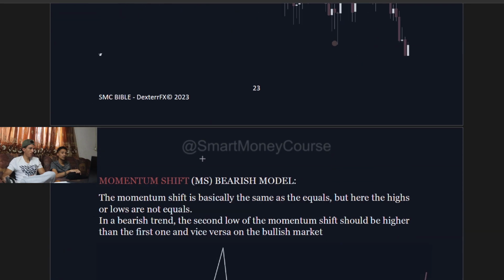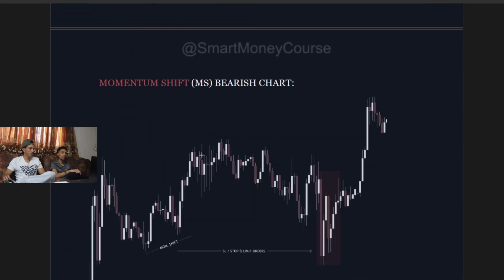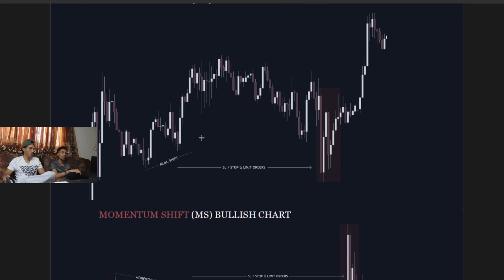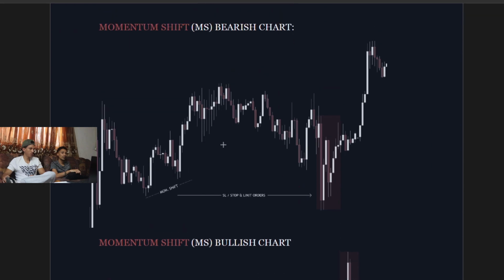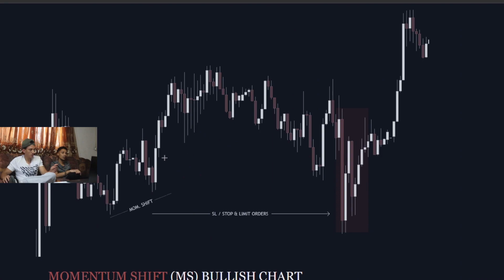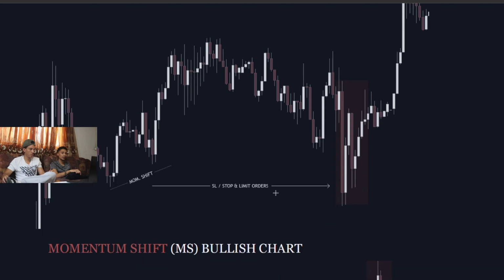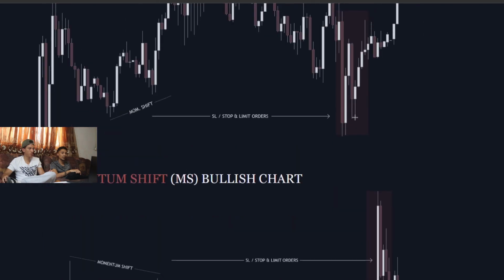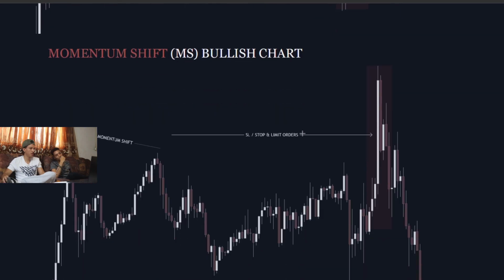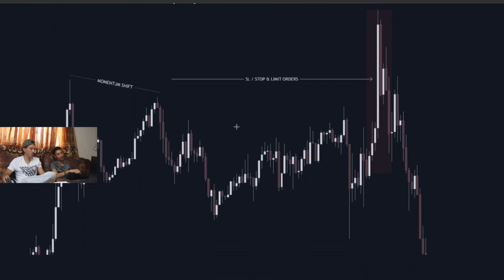If we go on, next we got, okay, this is just the chart form, just to have it visualized. You can see the examples of it, this is how it will look. Here's your momentum shift, and there would be your stop losses or your liquidation, limit orders. A lot of people put their buy orders and stop losses there. This is like a high demand price. Same thing for your momentum shift bullish chart, as you can see there, it goes down.